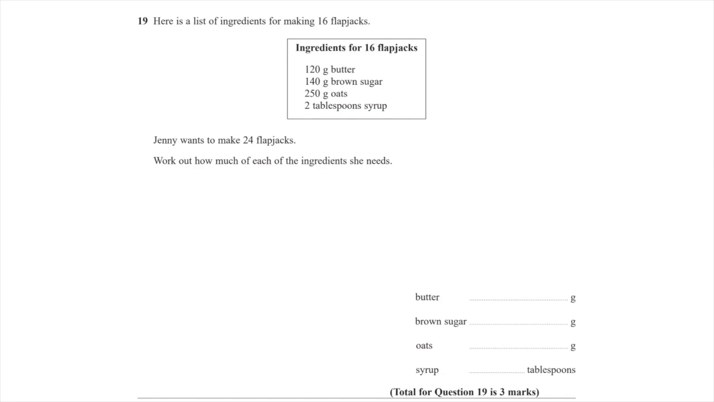Welcome to this GCSE revision question on recipes. Now, there are so many ways you can do this. I am going to pretty much go for the quickest way first, and then I'm going to show you another way that you can pretty much do this.